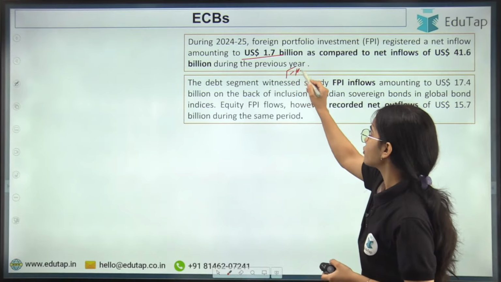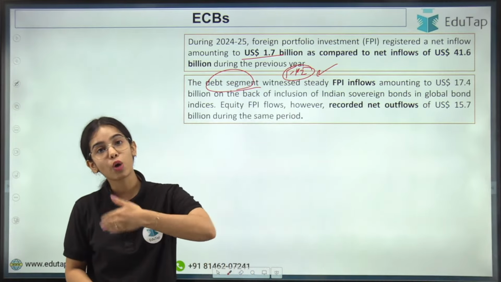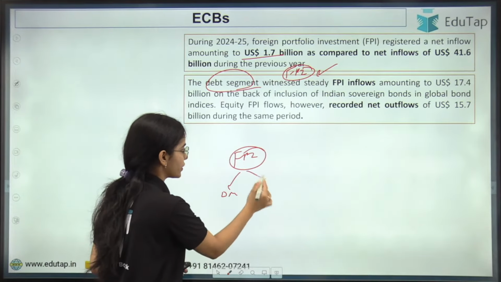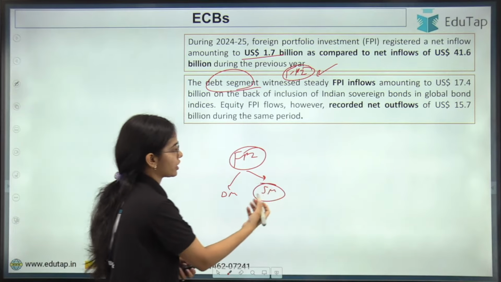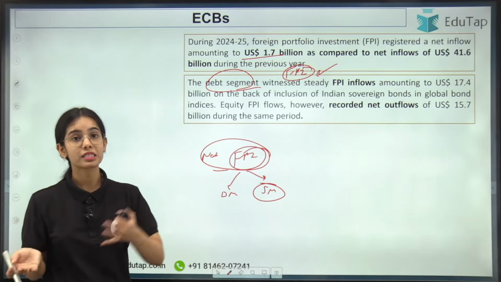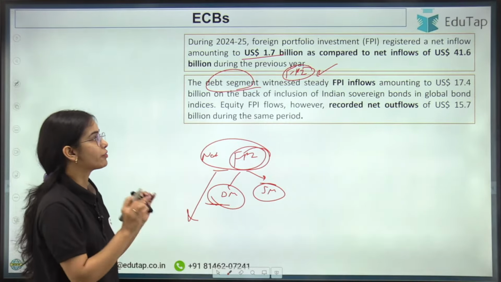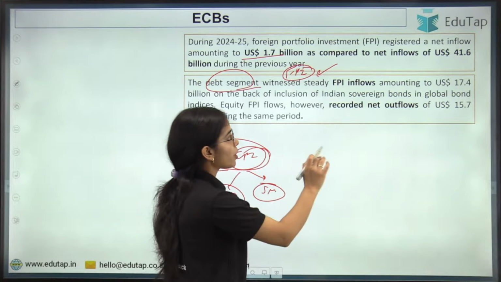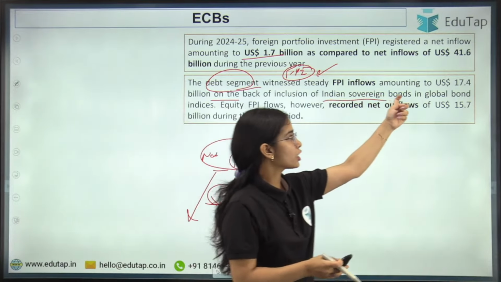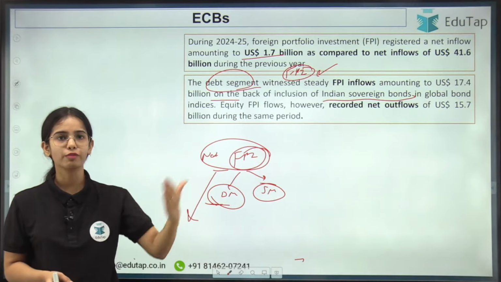Now the FPI inflows, the foreign portfolio investment, was majorly coming in the debt segment, because in our share market, there was outflow happening. Okay. So basically, the foreign portfolio investment is the investment in the debt market and the securities market, the share market of our country. So net FPI, first of all, was positive, but it has decreased immensely from the previous year. And the major inflows have come in the debt market. The debt segment witnessed steady FPI inflows amounting to US dollar $17.4 billion on the back of inclusion of Indian sovereign bonds. So Indian government bonds were included in the global bond indices. So that's why we received good inflow in the debt market.